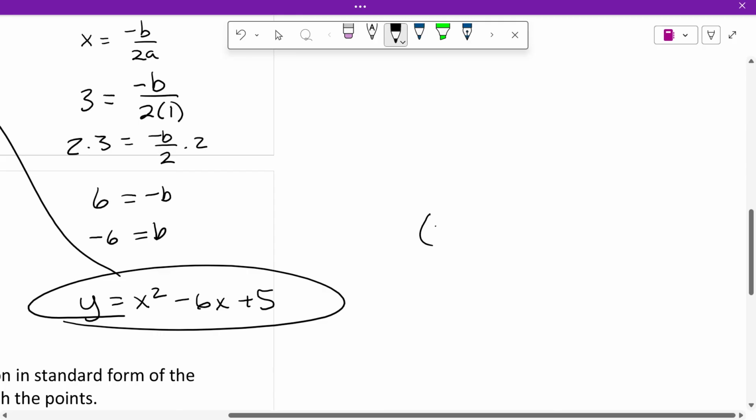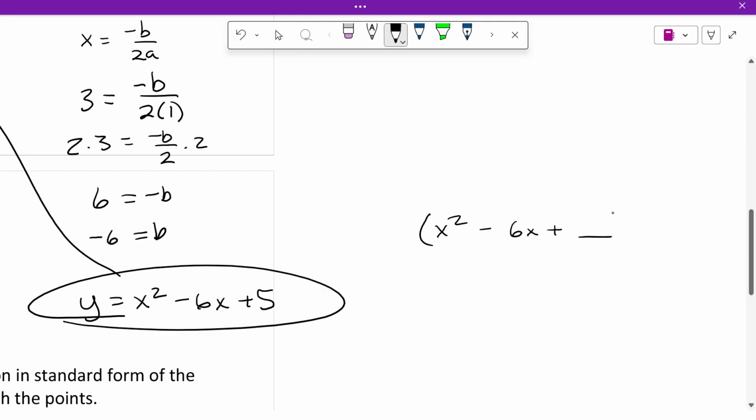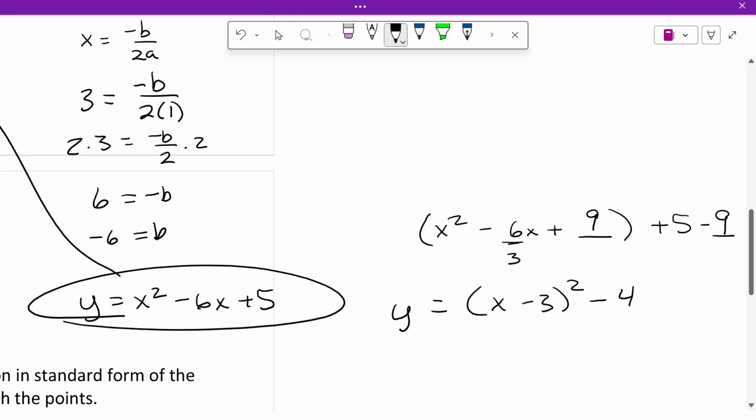Then we go x squared minus 6x plus blank plus 5 minus blank. Okay, what's half of 6? 3. So this is going to be x minus 3 quantity squared. If we square the 3, we get 9. And 9 goes there. So 5 minus 9 is negative 4.